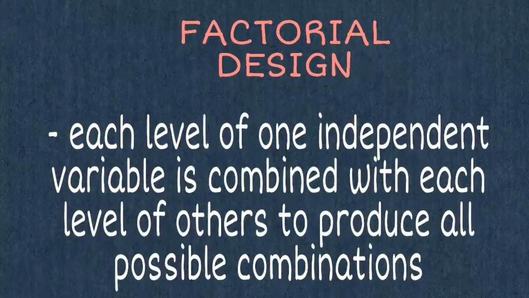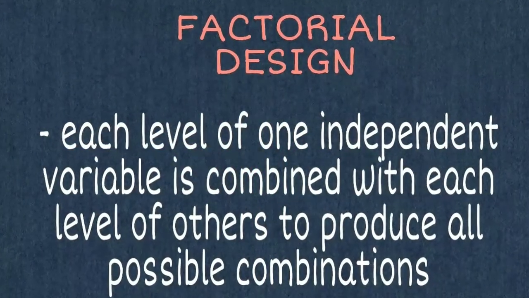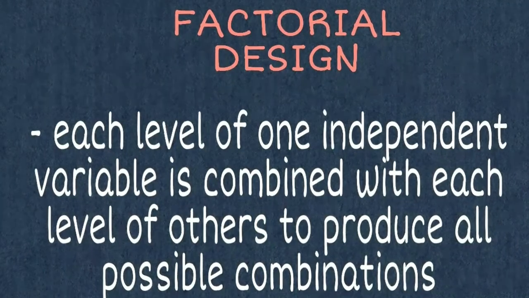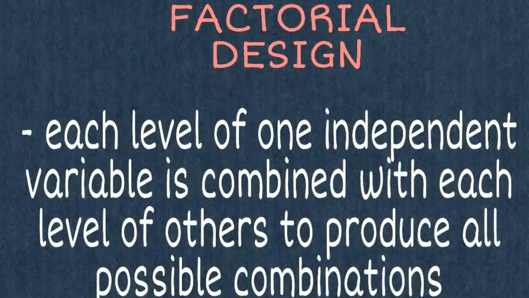A within subject factorial design is where all of the independent variables are manipulated within subjects. Since a factorial design has more than one independent variable, it is also possible to manipulate only one independent variable within subjects. Each level of one independent variable is combined with each level of the others to produce all possible combinations. A factorial design is an experiment done with more than one independent variable.